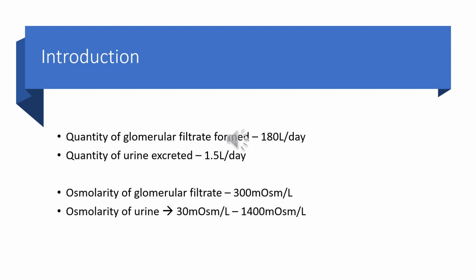And the osmolarity of glomerular filtrate is about 300 milliosmoles per liter, which is isotonic to the plasma. And the osmolarity of urine, normally the urine will be concentrated and excreted, so its osmolarity is usually 1200 milliosmoles per liter, and it can range between 30 milliosmoles per liter to 1400 milliosmoles per liter. And this capability of kidneys to pass urine with extremes of osmolarity is essential for the maintenance of volume and electrolyte homeostasis.